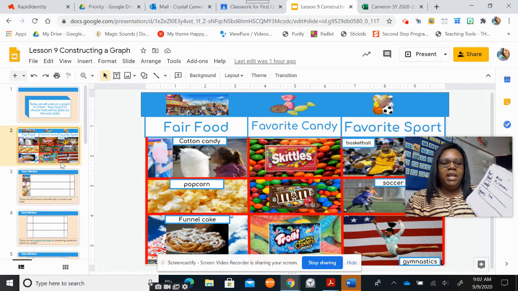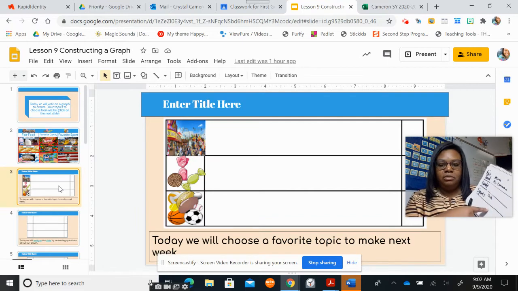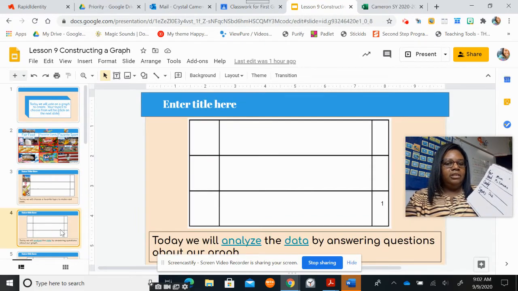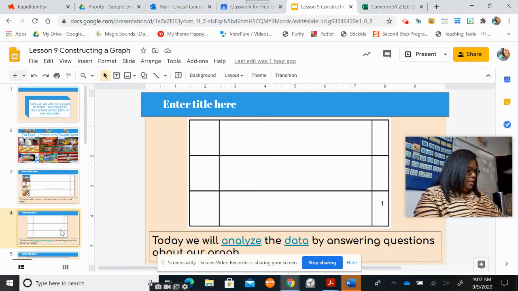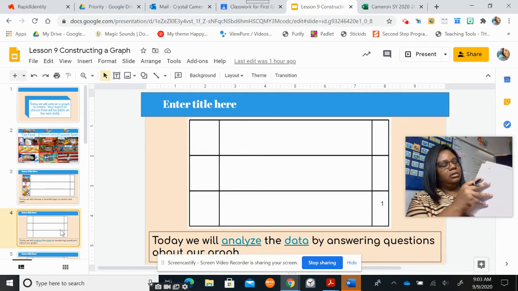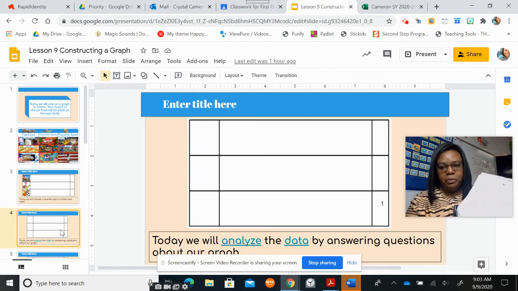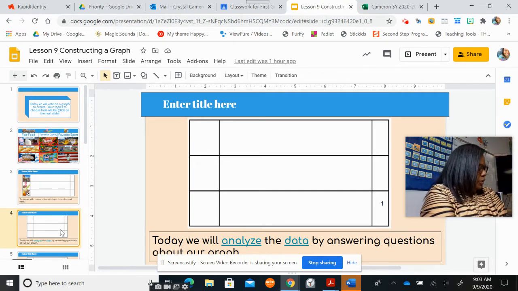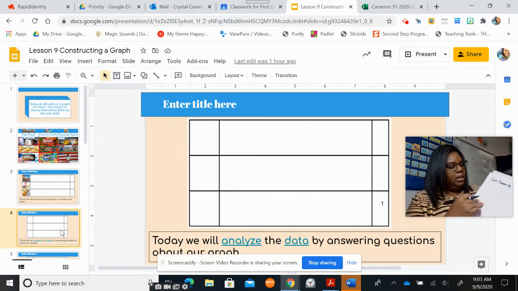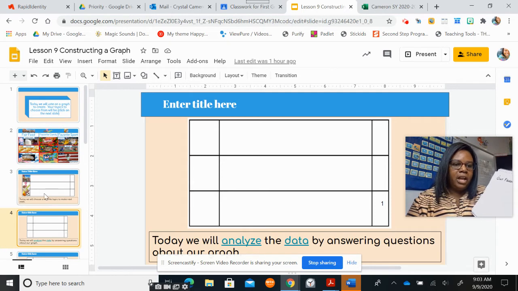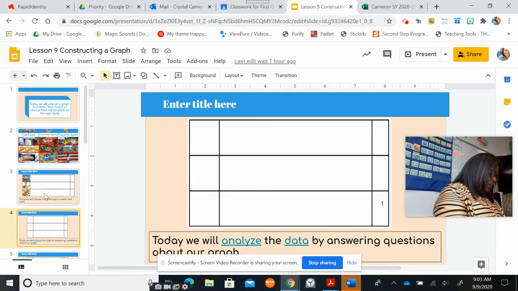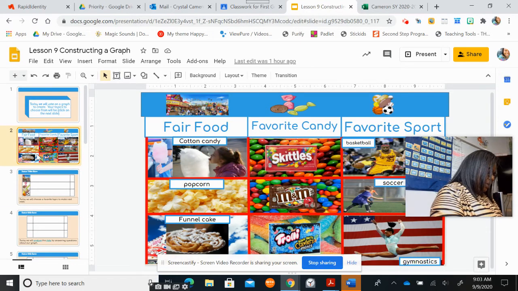And then after you choose which one is your favorite, you would make a new graph where, let's say, if fair food won, then my title would be our favorite fair food, and I would write the title up here at the top. And then the different choices were cotton candy, popcorn, and funnel cake. And that's from slide 2: cotton candy, popcorn, and funnel cake.